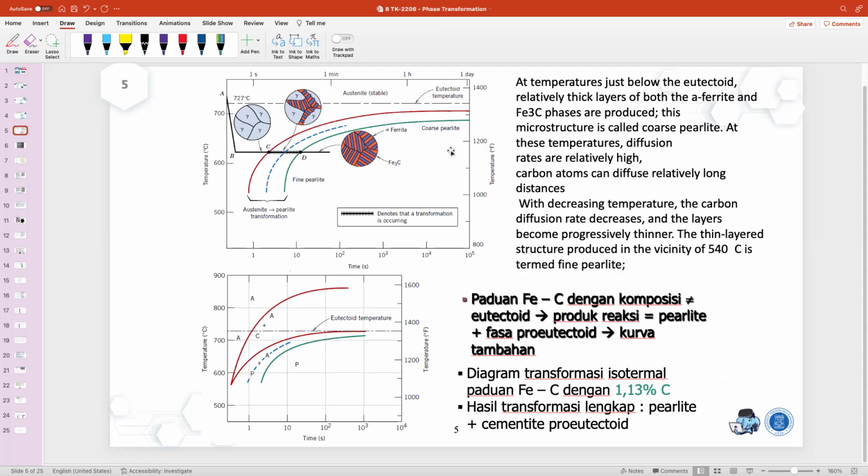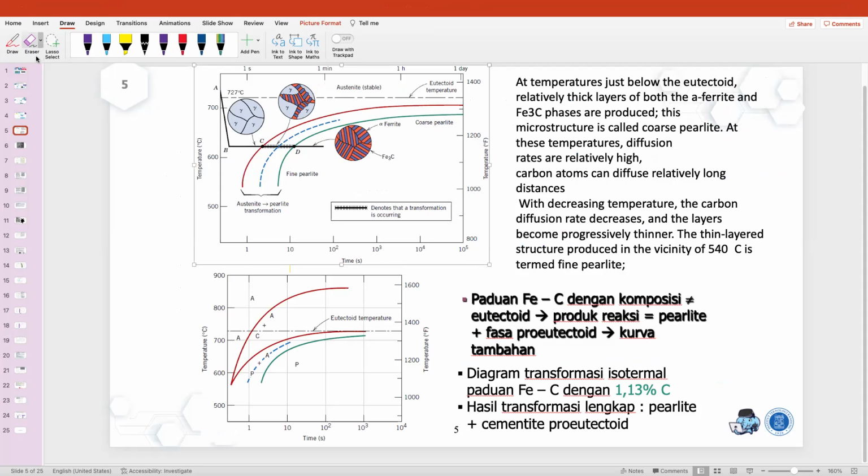So if for example we do the isothermal transformation, let's say from maybe 750 degrees Celsius, and then we cool it down very fast, up to let's say 620 degrees Celsius, and then we hold the temperature. The austenite can have a transformation with the increasing time. It will form ferrite and cementite, but in here you're going to end up with coarse perlite, and over here you're going to end up with fine perlite.